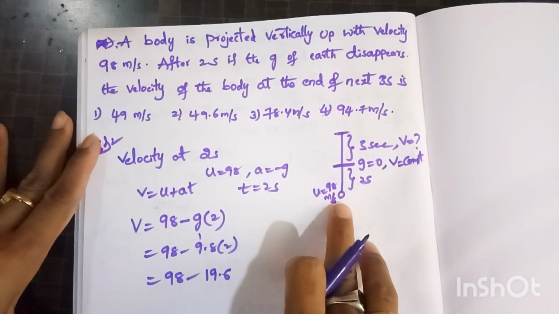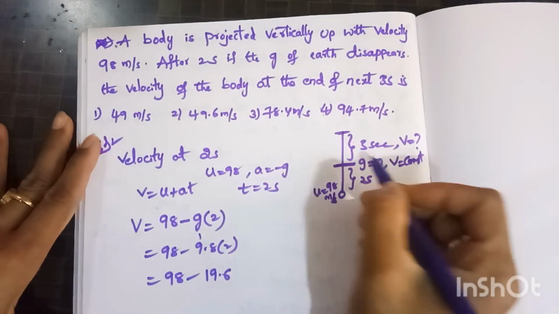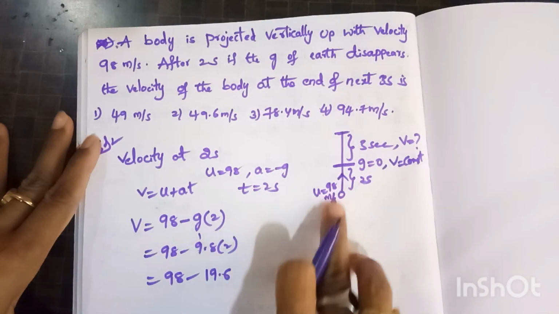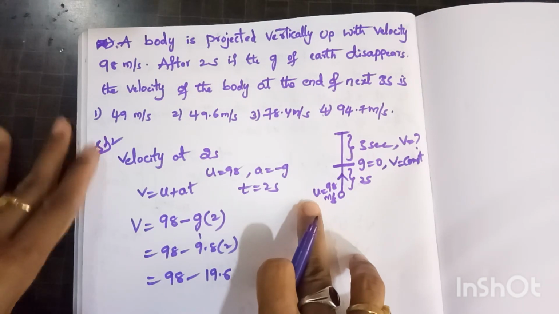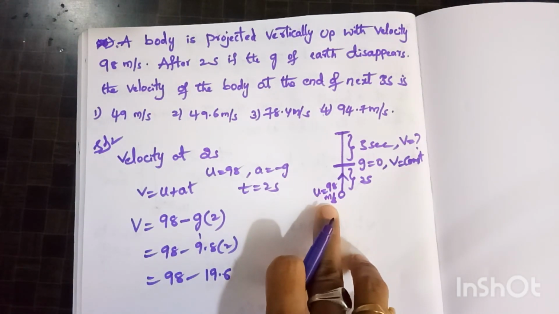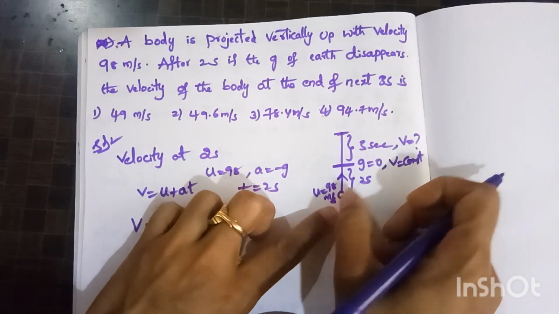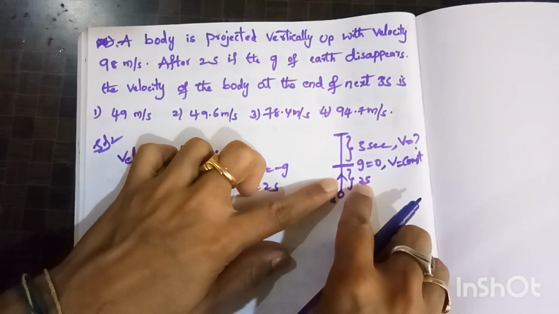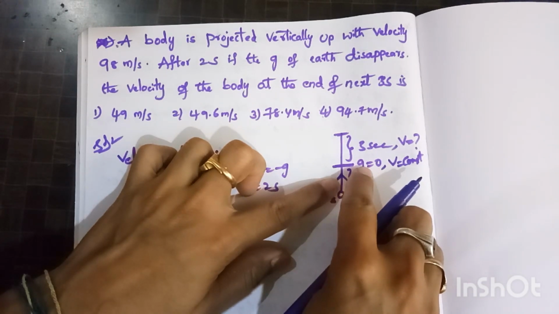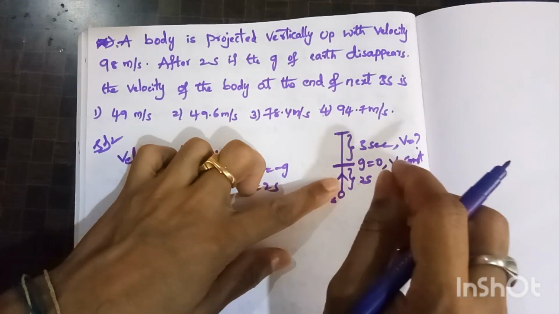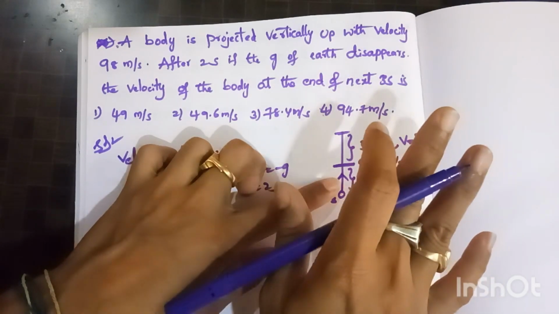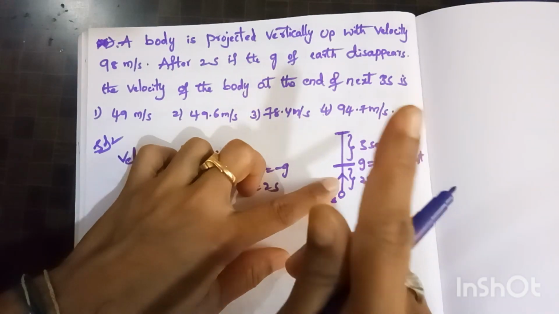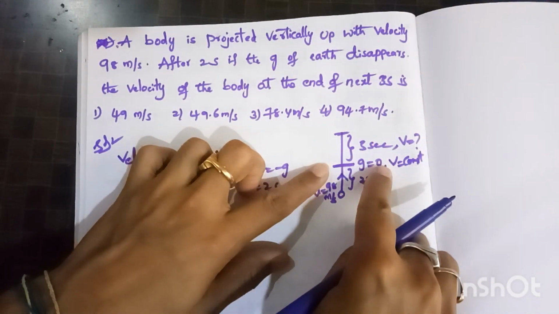A body is projected vertically up with velocity 98 meter per second, so u is 98 meter per second. With the help of this velocity, the object travels for 2 seconds. After 2 seconds, g will disappear. G disappearing means g is ceased. G of earth disappearing or g ceasing represent the same meaning. At that point, g will become 0.